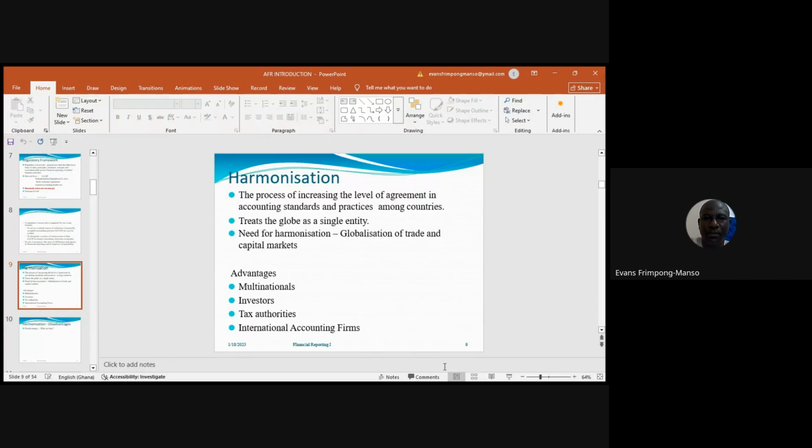Don't forget as an accounting student. We have the Deloitte. We have Price Waterhouse Coopers, the PwC. We have Ernst and Young, which is EY. Then we have the KPMG. So because financial statements preparation has been harmonized, these international accounting firms can go to any country at all to go and audit their financial statements.